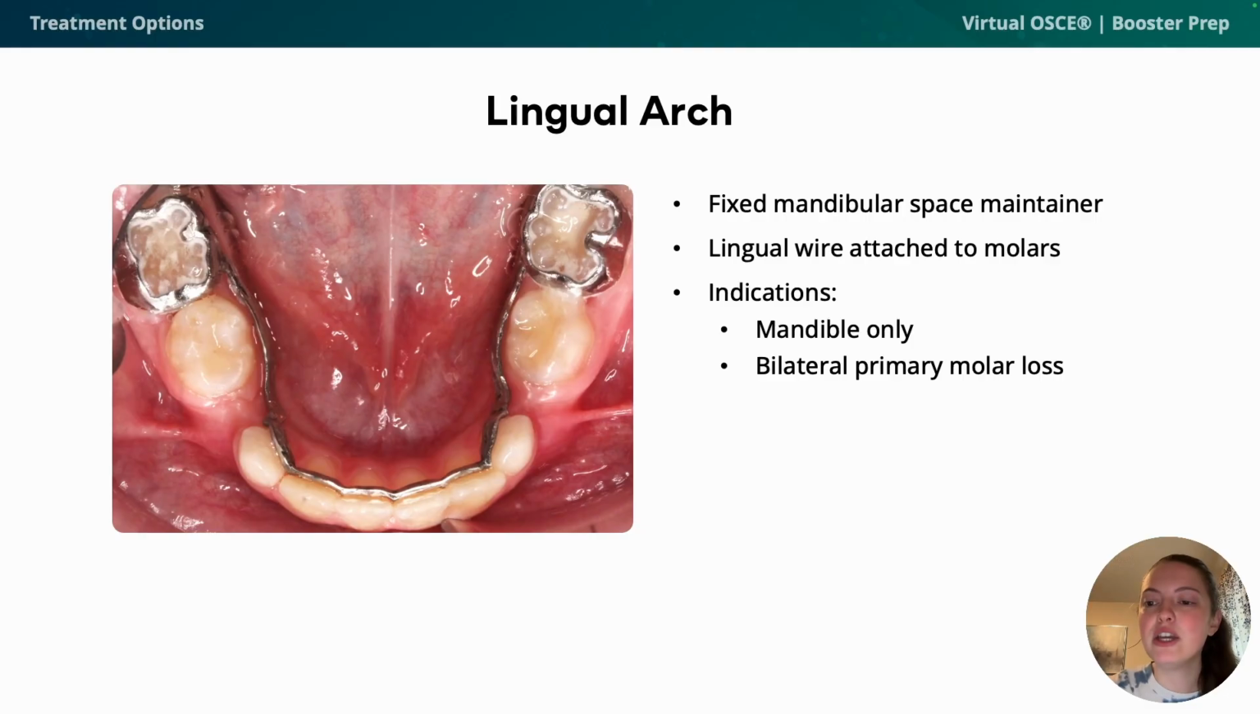Now, an important piece of information is that this appliance will only be used if the permanent incisors are present. The wire lingual to the lower incisors is what is preventing the molars from drifting forward. Primary incisors are not stable enough to do this, and placing this appliance too early may interfere with the eruption of the permanent incisors. So, this appliance is a space maintainer, only used in the mandible, and it would be indicated in a patient who has bilaterally early loss of the primary molars, first or second, and for it to be the correct initial management treatment option, the patient also needs to have their permanent lower incisors present.